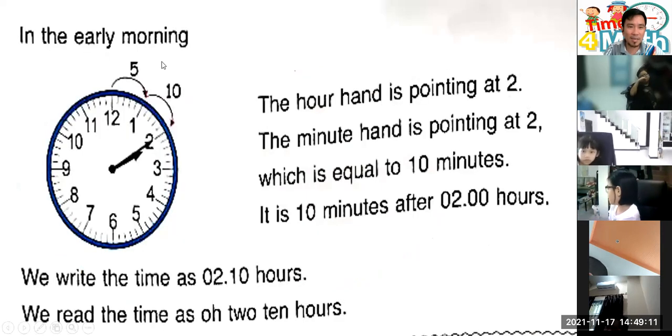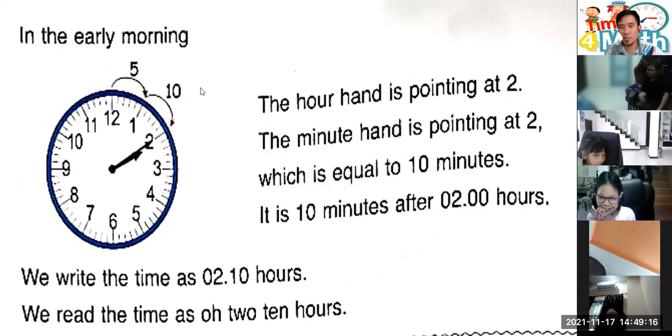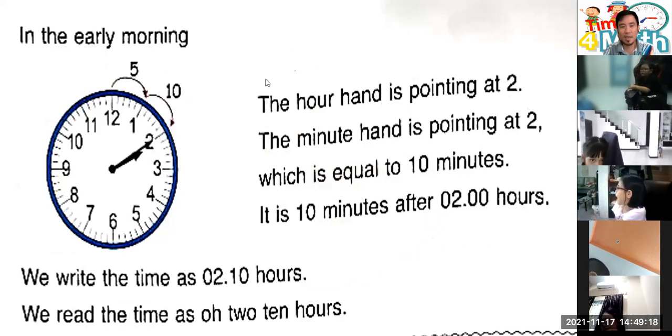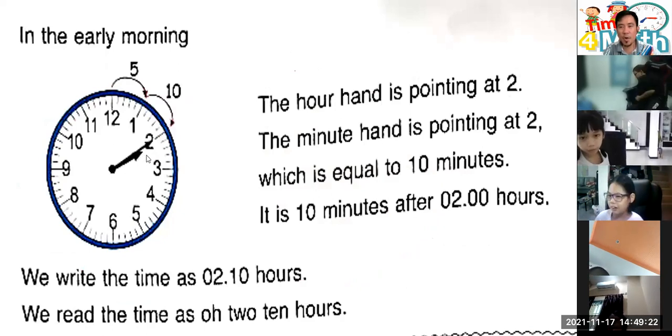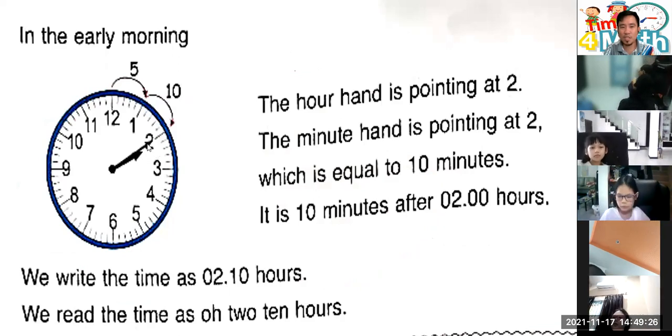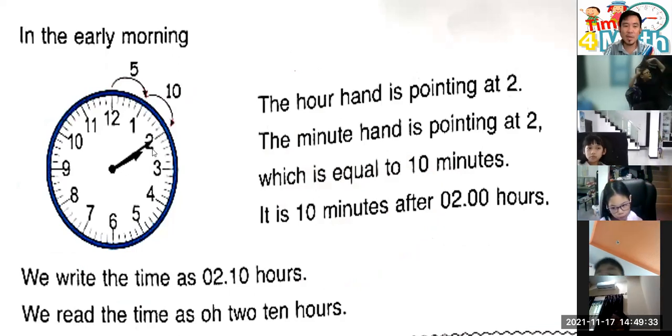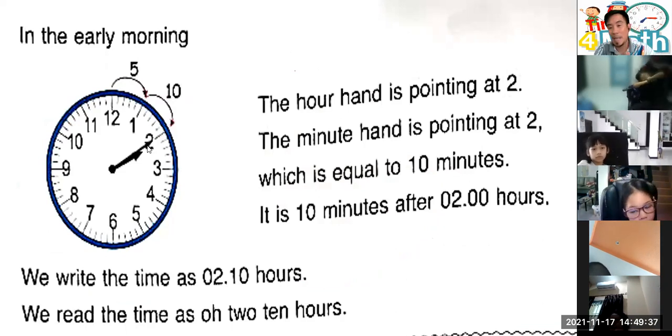Okay, here, let us read time in hours and minutes. Now here, this one is early in the morning. Now look at the hour hand. The hour hand is pointing at 2. And the minute hand, the longer one, is pointing at number 2, which is equal to 10, right?